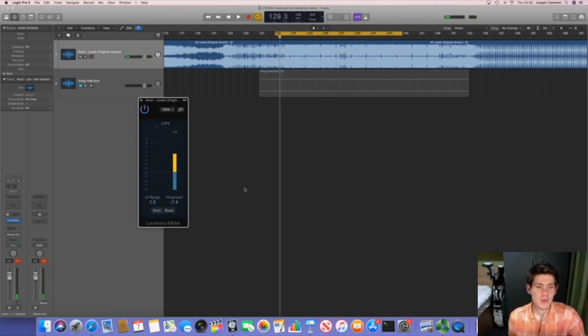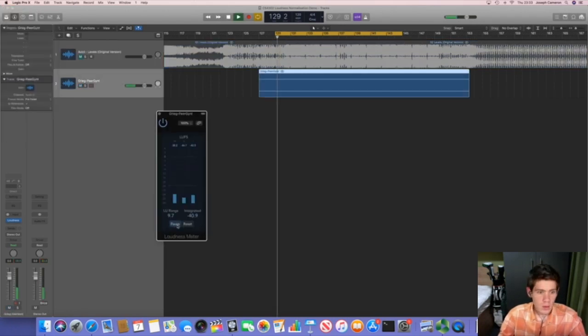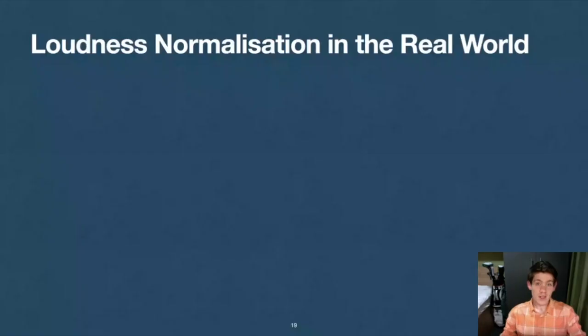So we can see there that we've got a final reading of minus 7.4 LUFS for that section of audio there in Levels. Now let's measure Grieg. For Grieg, we have a reading of minus 37.8 LUFS. So we've just taken our integrated LUFS measurements in Logic.